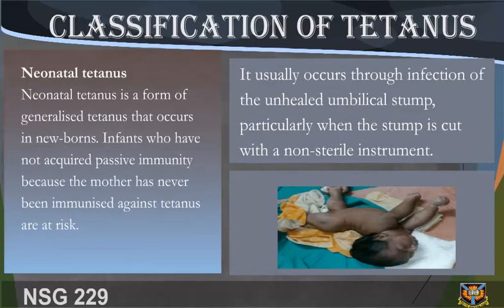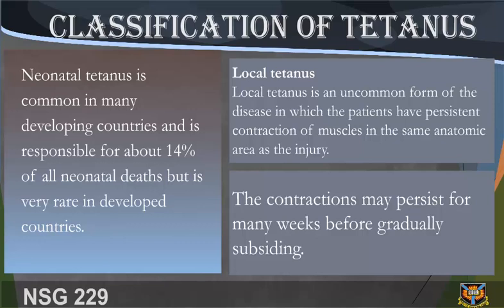Neonatal tetanus. Neonatal tetanus is a form of generalized tetanus that occurs in newborns. Infants who have not acquired passive immunity because the mother has never been immunized against tetanus are at risk. It usually occurs through infection of the unhealed umbilical stump, particularly when the stump is cut with a non-sterile instrument. Neonatal tetanus is common in many developing countries and is responsible for about 14% of all neonatal deaths, but is very rare in developed countries.